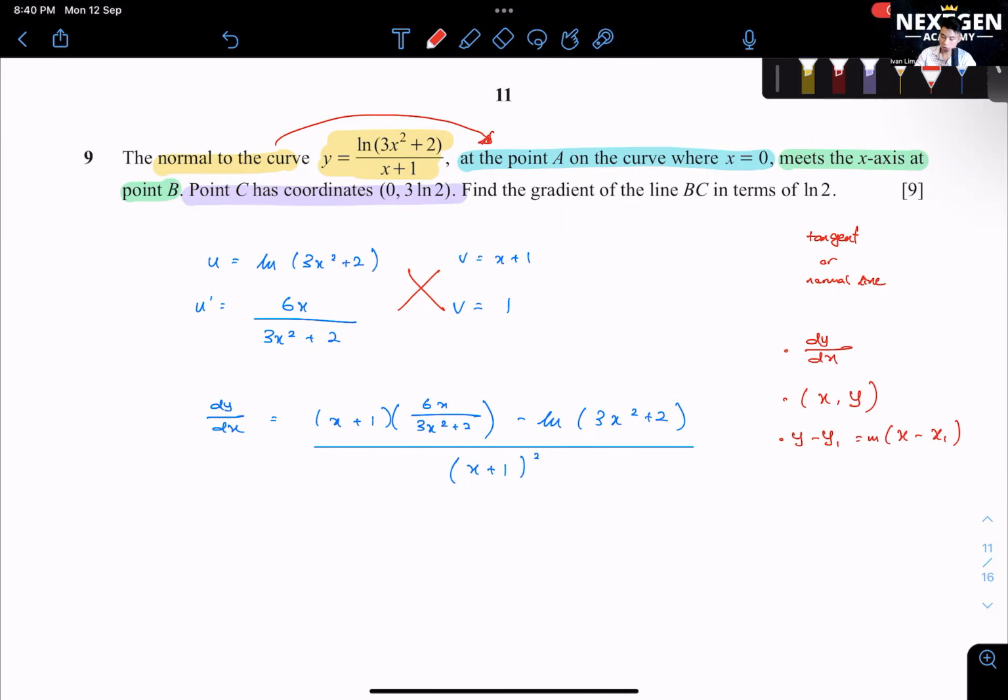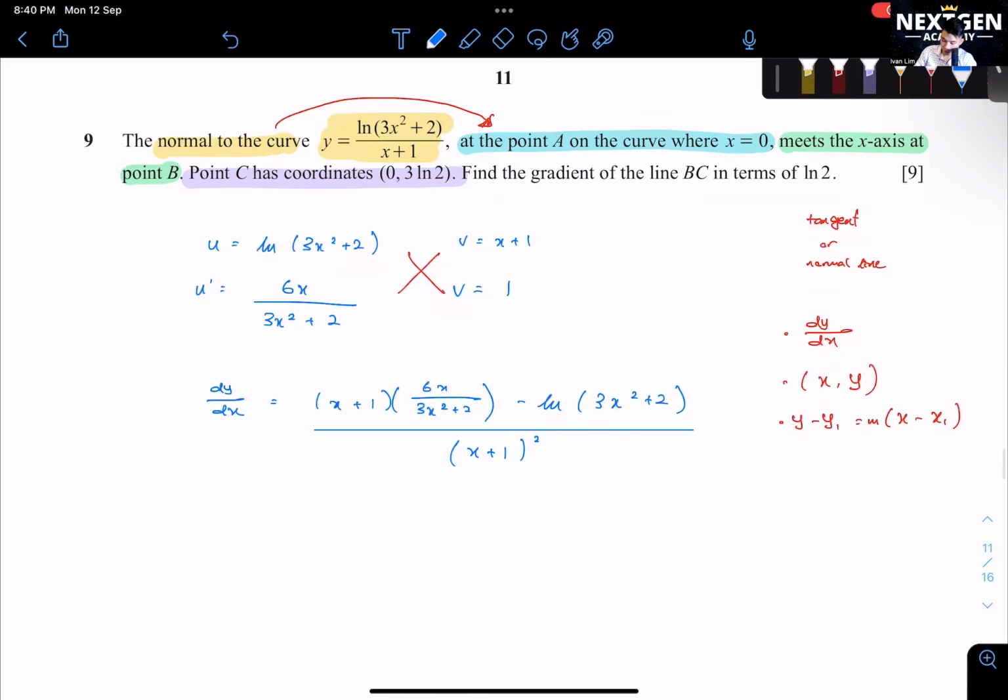So as long as I have one point and one dy over dx, which is my gradient, I can find it already. For dy over dx here, I know it is at the point on the curve where x equals 0. So I need to find, when x equals 0, what is dy over dx? You just sub it in. You can type everything in the calculator if you're careful. This one is quite easy to count because a lot is 0. This whole term is 0 already. This one is just minus ln 2. This one is 0 plus 1 squared, which is 1. So you are only left with this particular term, which is minus ln 2.